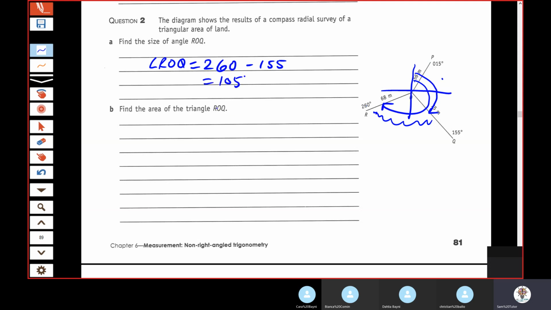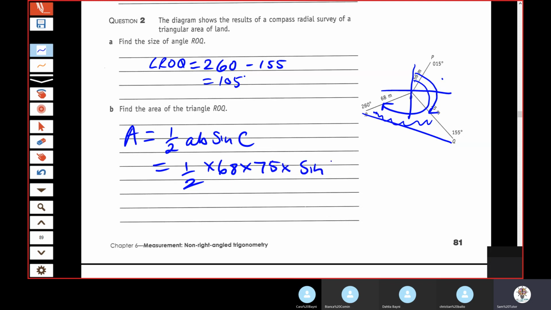105 degrees. Find the area of triangle ROQ. Which formula are you meant to use? A equals half ab sine C. What would a be? 68. b is 75, I think it was. C is 105 degrees. What was a and b again? 68 and 75. Yeah.